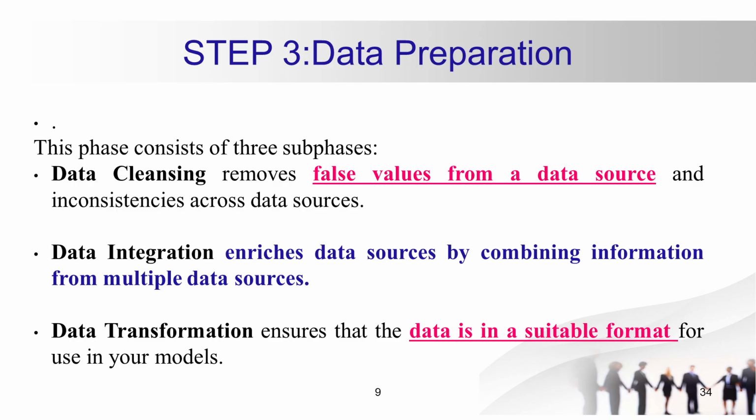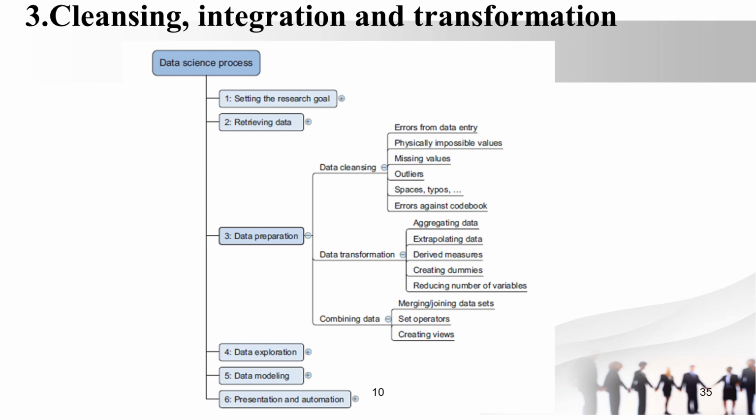Once the data is obtained, it should be ensured that it is available in a suitable model for further processing. So data preparation aims at 3 processes. Data cleaning, where the errors could be erroneous data from data entry, possible physically impossible values, a missing value or an outlier, or a typo error. Next, we move on to combining the data, and then we go in for the transformation.